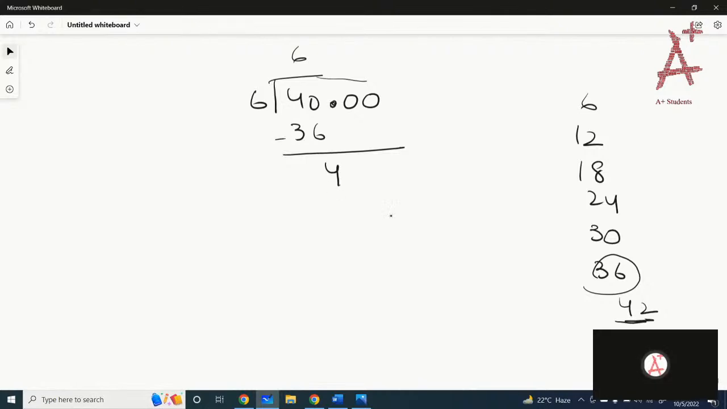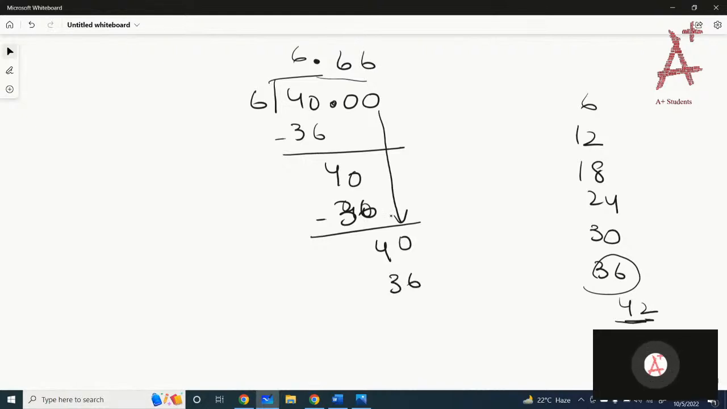Now you have a decimal point over here, so just put a decimal point over here and bring the 0 down. So you have to count 6 until 40 again. 6 times 6 is 36, 40 subtract 36 is 4. Bring the next digit down. So 6 times 6 is again 36 and 40 subtract 36 is 4. Leave the answer here because we just have to divide until the hundredths digit. Got it? So you have 6.66.